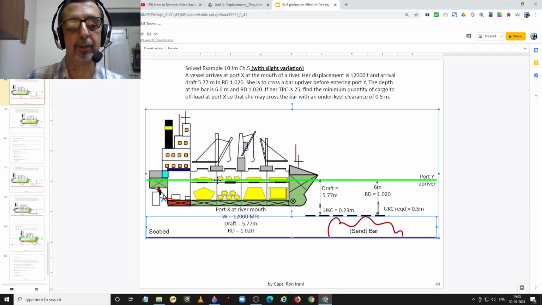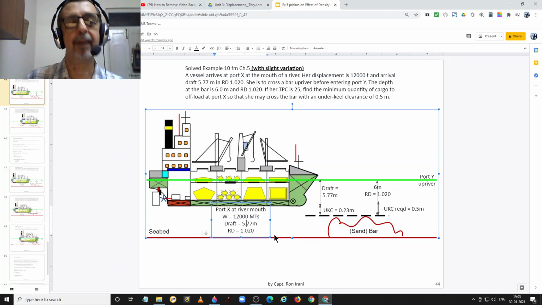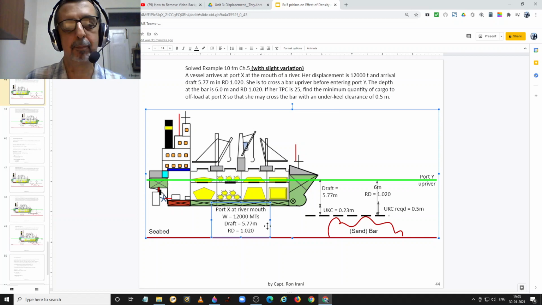You have this ship of yours which has arrived at the mouth of the river in a port with a displacement of 12,000 tons at a draft of 5.77 meters, and the relative density at that port X is 1.020. Now she is going to cross the bar where the relative density is also 1.020. This is the slight variation from the actual problem that is in Captain Subramaniam's textbook. She is arriving at a port in relative density 1.020, and the water on top of the bar is also 1.020. She has a draft of 5.77 meters. The depth over the bar is 6 meters.